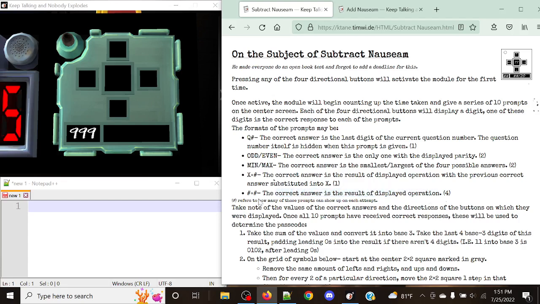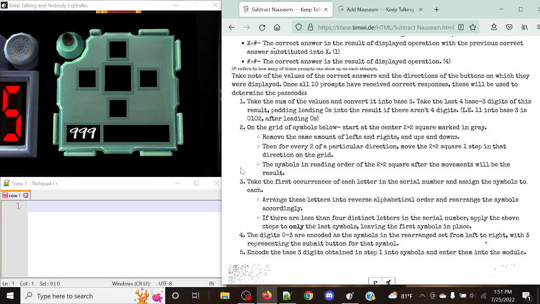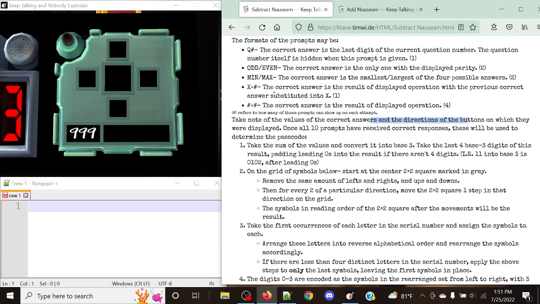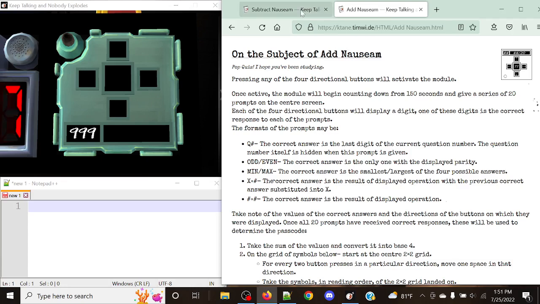It also shows how many of those prompts can show up on each attempt. So in this case, we're going to get one of these, two of these, one of these, and four of the number. Now we're going to take note of the correct answers and the directions on the button which they were displayed. This is all similar to ad nauseam for those of you who are familiar with this.